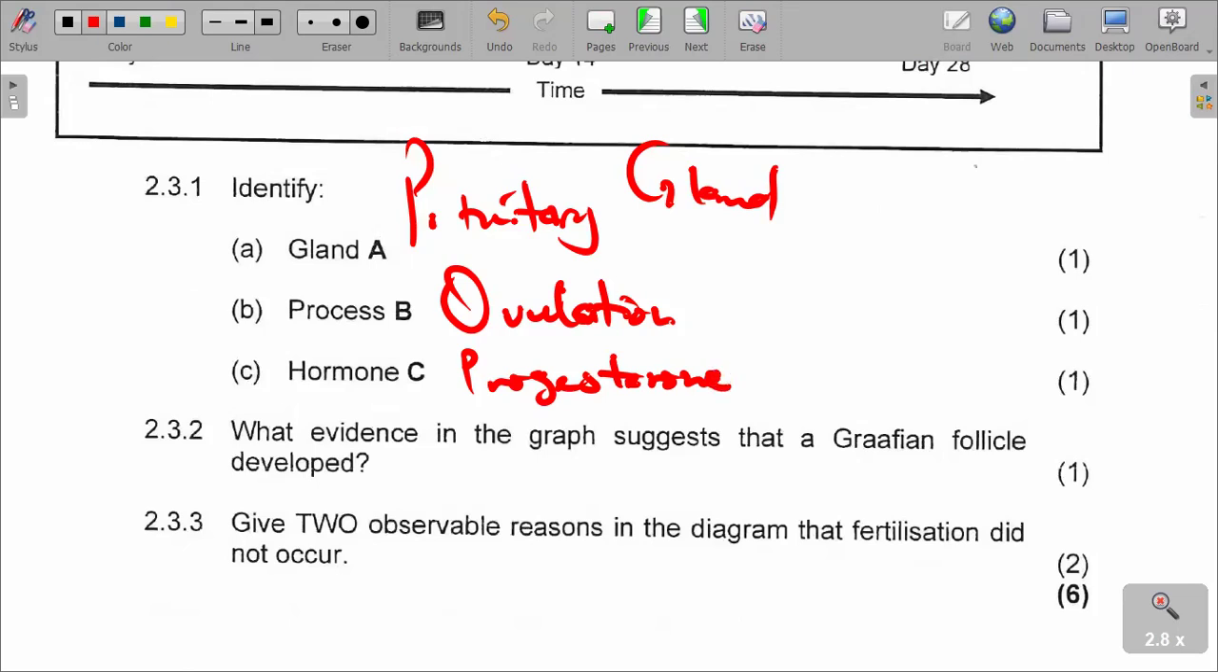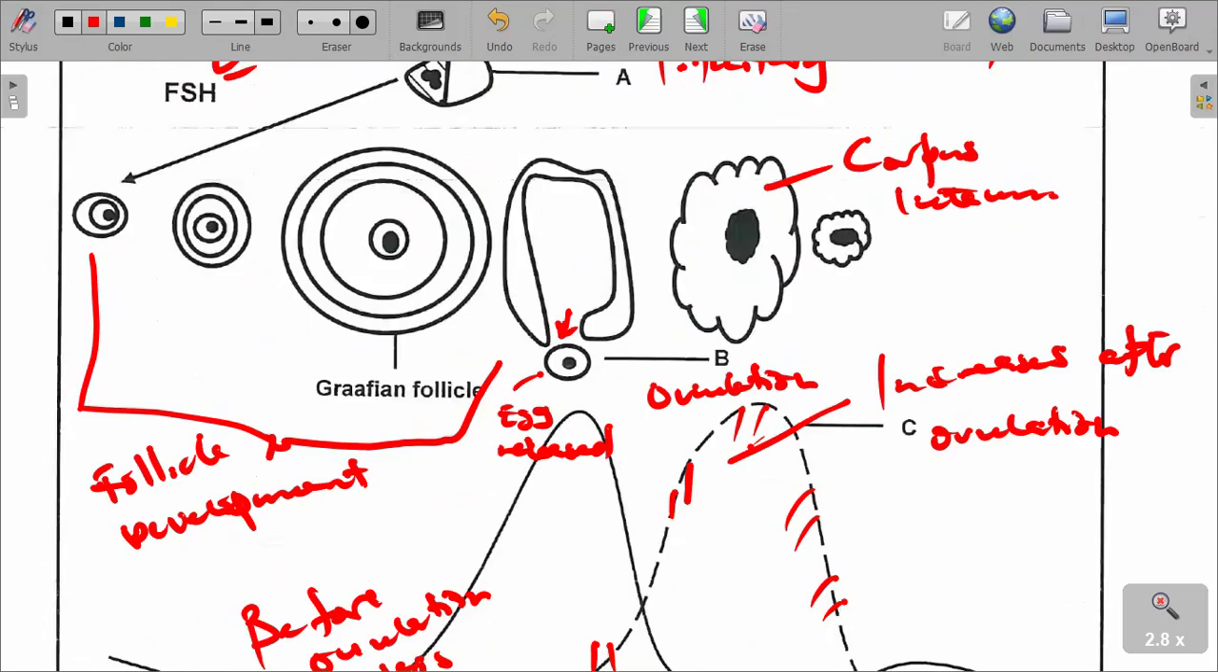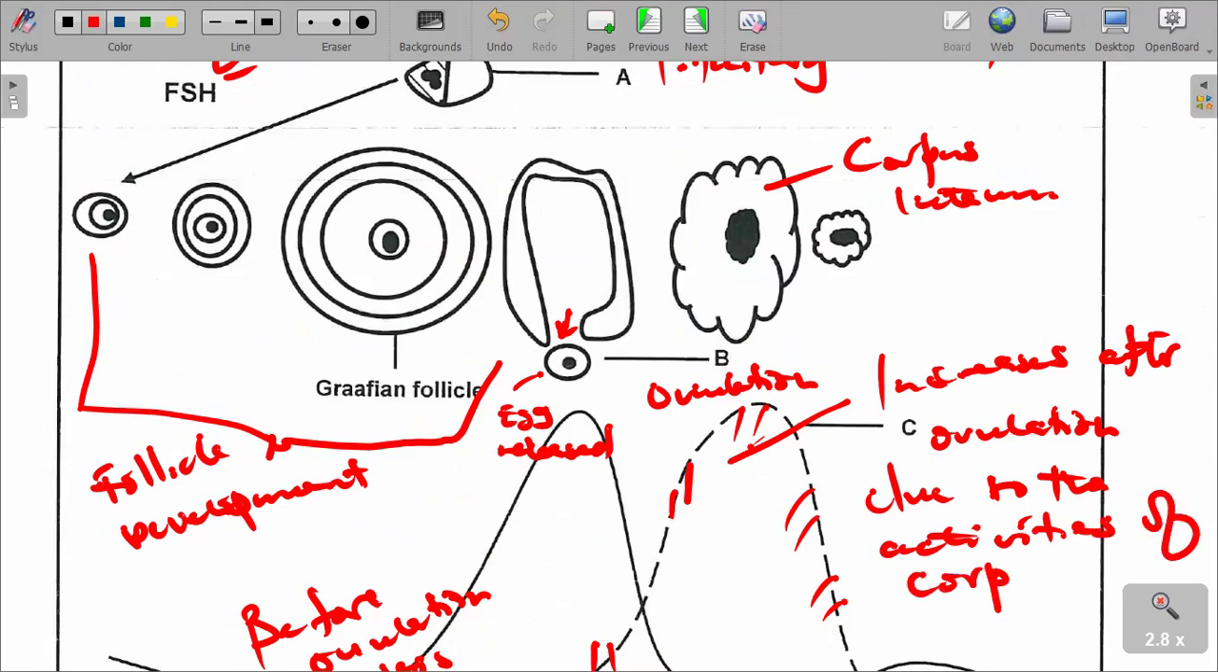Progesterone. We are saying that it rises after ovulation because of the activity of the corpus luteum, which you are seeing there. The corpus luteum increases after ovulation. We are saying due to the activities of corpus luteum.